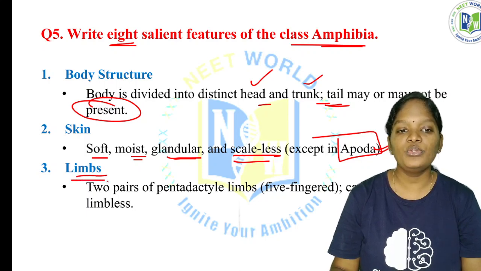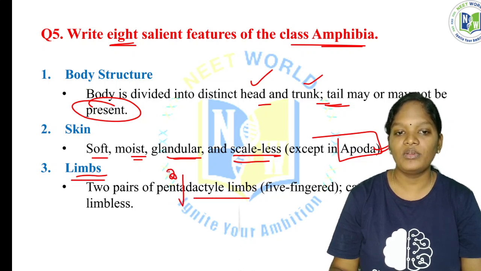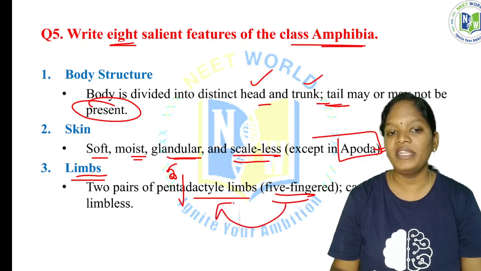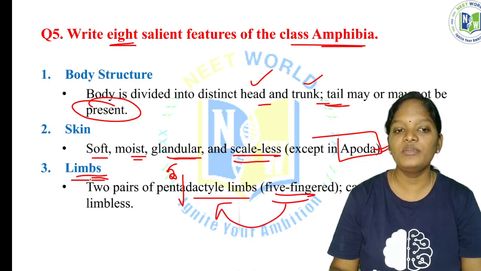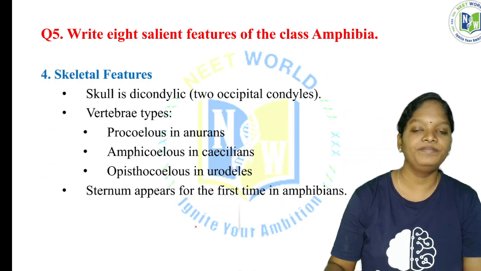And the limbs: 2 pairs of pentadactyl limbs. Pentadactyl, penta means 5, five fingers in length. That is called pentadactyl limbs, and here the limbs will be in 2 pairs. 2 pairs, which means 4. Caecilians are limbless, so another exemption here.